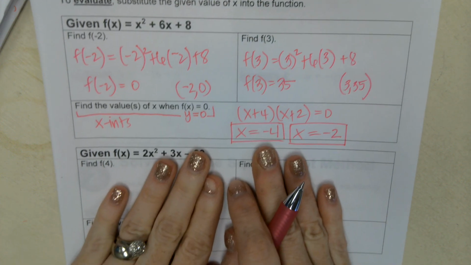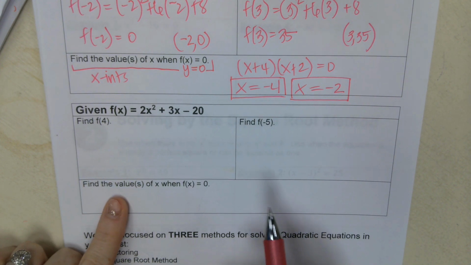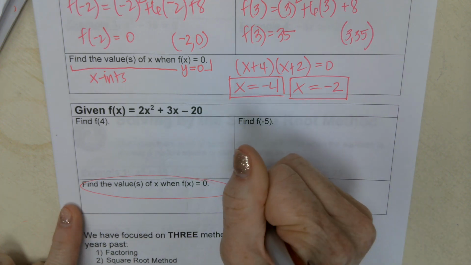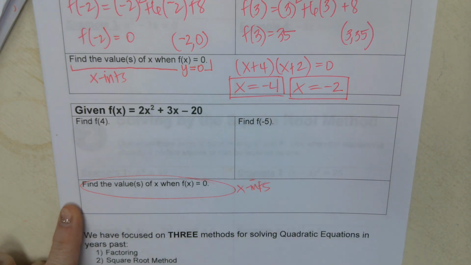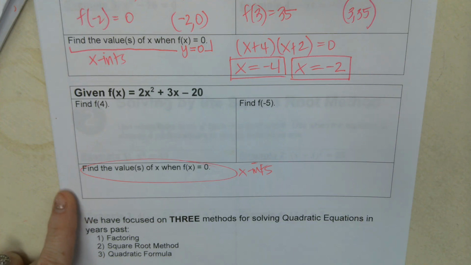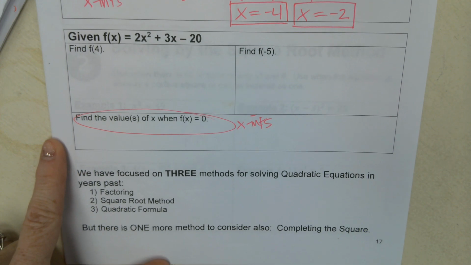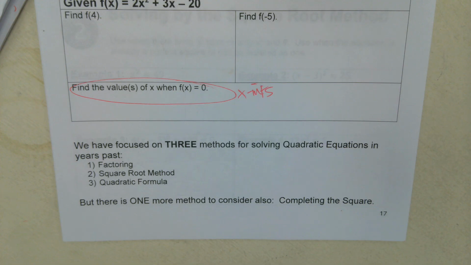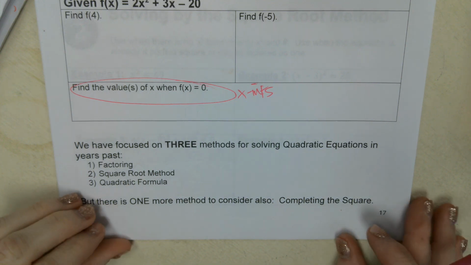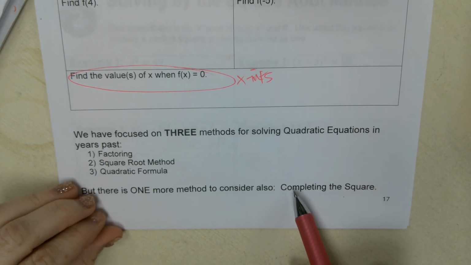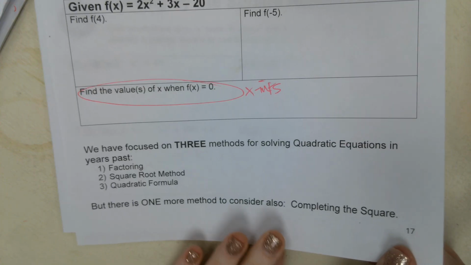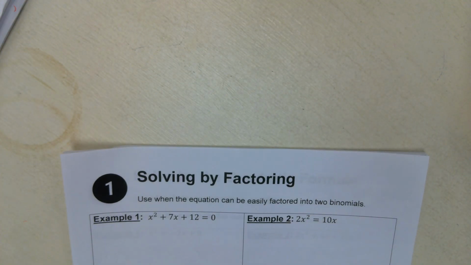You would do the exact same thing for this next one. Remember, when it's asking you to find the values of x, it's asking you to find the x-intercepts. In the past, we have made our main focus for finding our solutions factoring, square root method, and quadratic formula. Those are the algebraic ways. We also have graphing, which will make it much easier. But there's one more method that we need to consider, and we'll look at that last today. We're just going to go back through those first three methods.